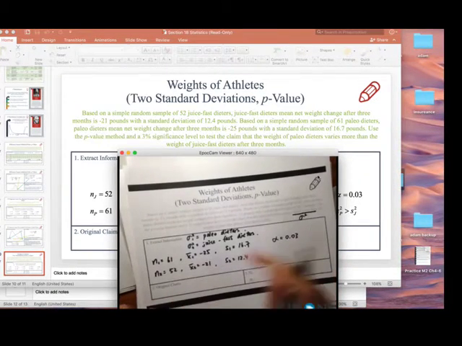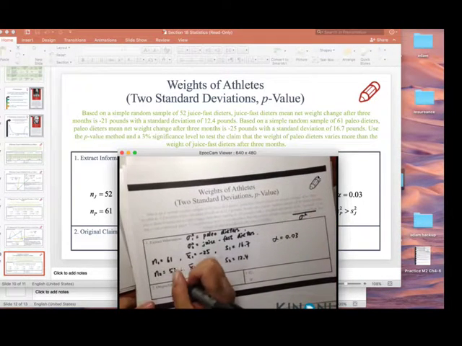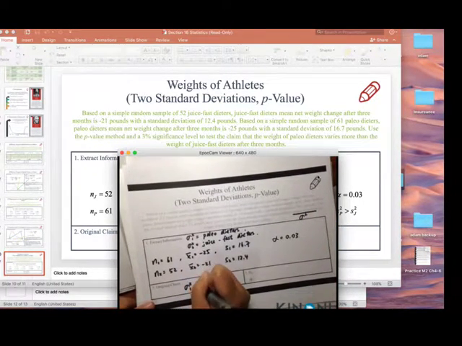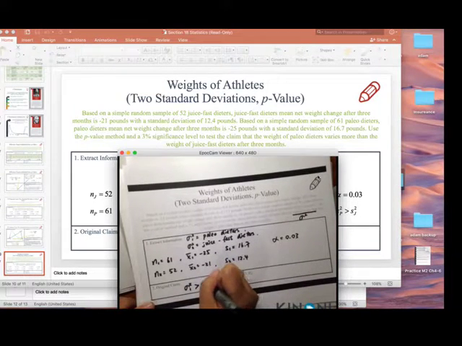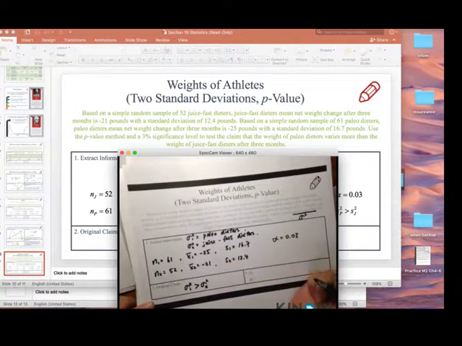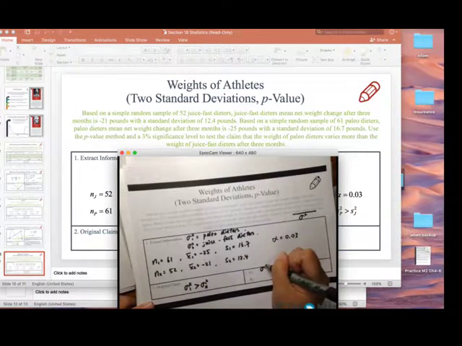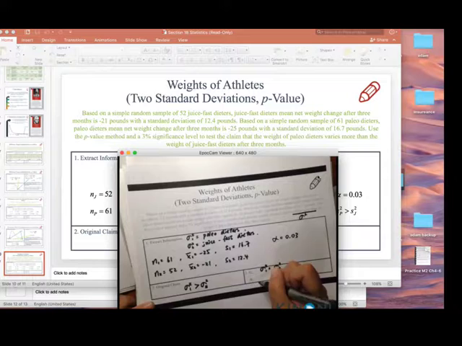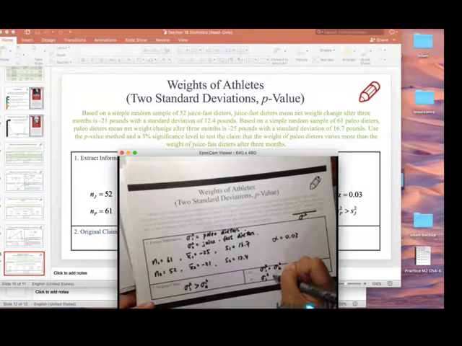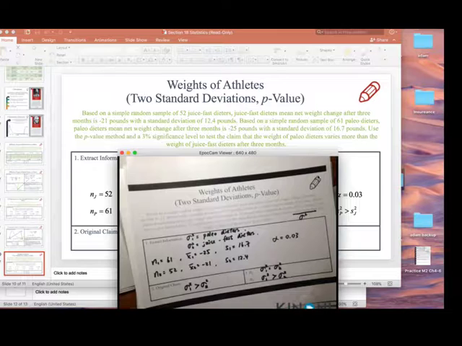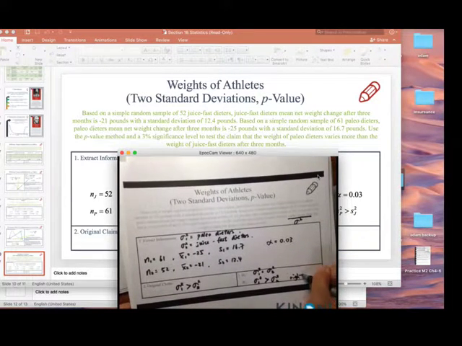Okay, original claim statement. We have "more than" here. So I have the variance of population 1 greater than the variance of population 2. The null hypothesis will be equal. And the alternate hypothesis will be the same as the original one, but we extract "more than." And this is going to be the right tail, a right-tail test.